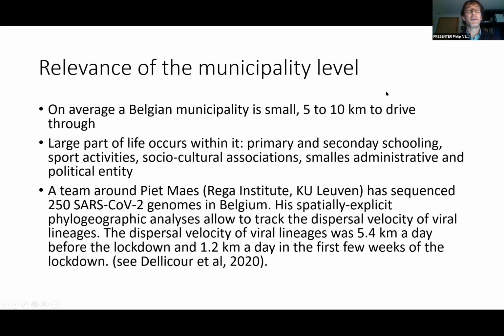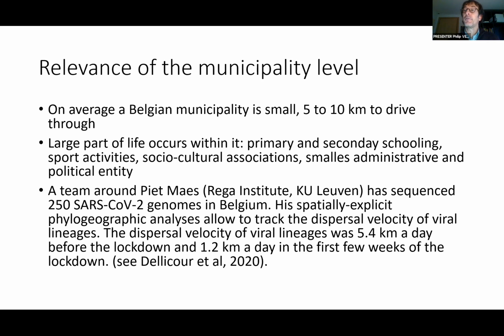Let me say a few more things about the relevance of the municipality for this kind of analysis. So on average, a Belgian municipality is really small, so you can drive with your car 5 to 10 kilometers, and then you're already in another municipality. And so a large part of life in Belgium occurs at this municipality level. So people bring their primary, secondary school children to schooling in their municipality, sports activities, social cultural associations, small administrative political entities. This is all at the municipality level. It's the core commune or municipality which centers a lot of the life choices and behavior in Belgium.